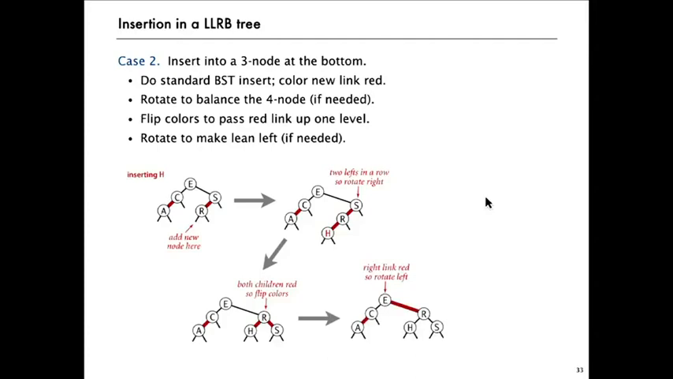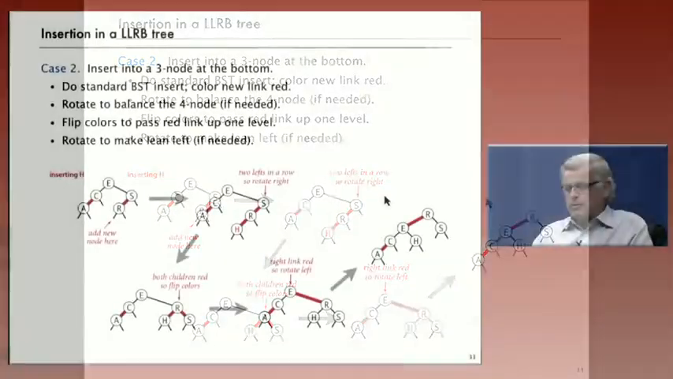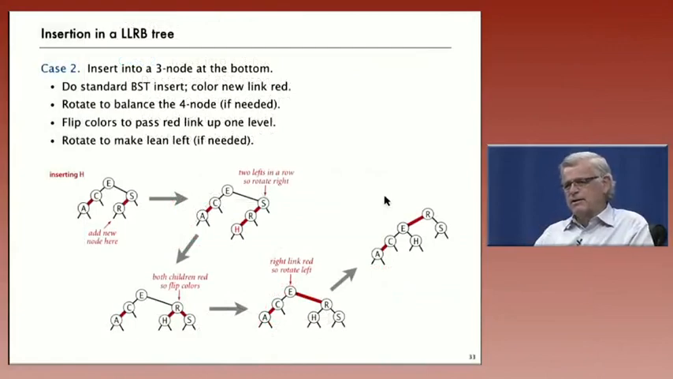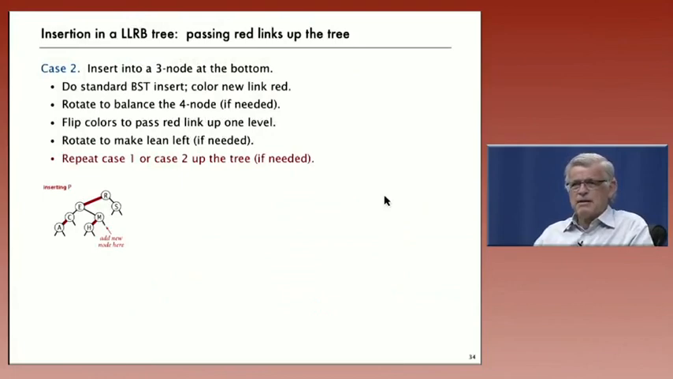Now we flip colors, and that gives us a good red-black tree, except that one red link that we just made is leaning the wrong way. So now we need to rotate left. And then once we've done that, now we have a legal left-leaning red-black tree. So that's an insertion into a 3-node at the bottom.